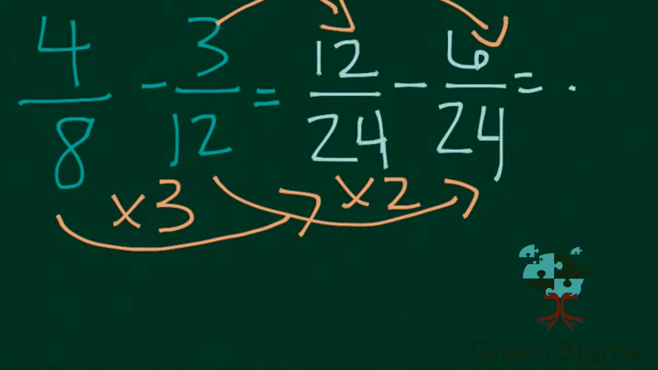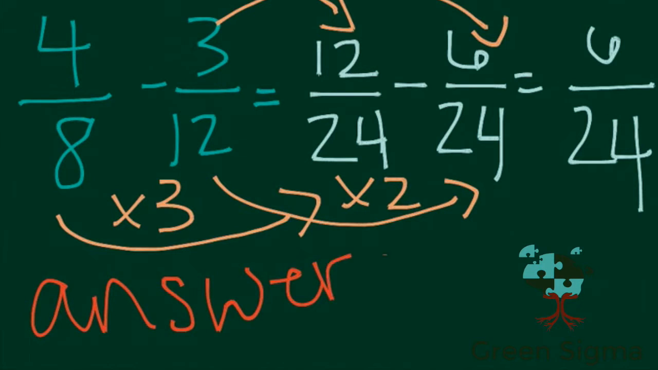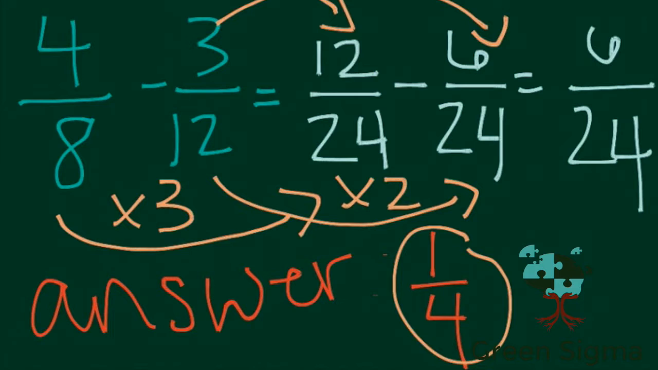Now again, we just subtract like usual, 12 minus 6 over 24, and then we can simplify this to our answer being 1/4. Let's move on to borrowing with fractions now. Say we have 1 3/12 minus 6/8.